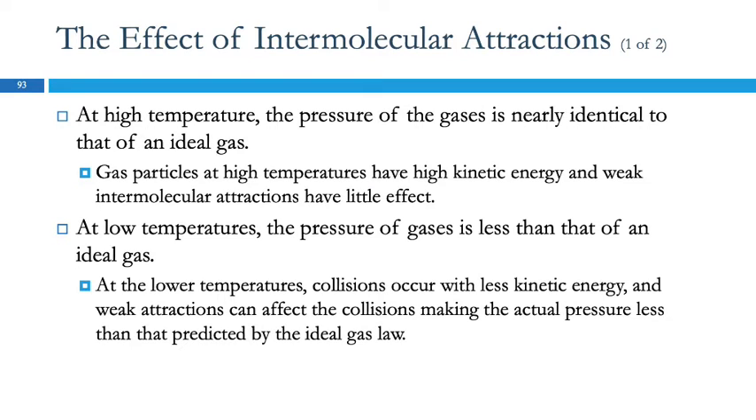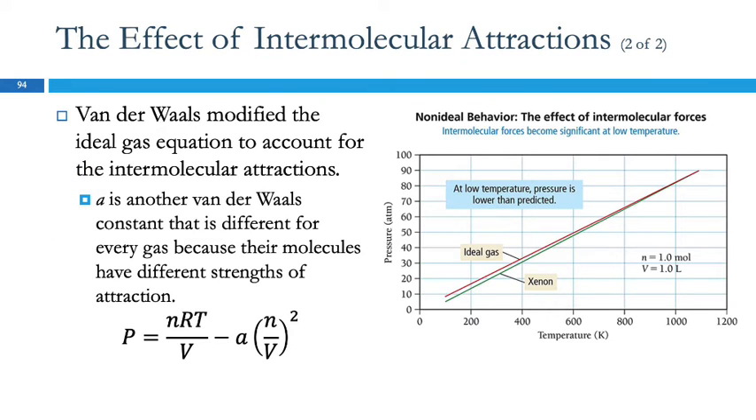When we get to low temperatures, the gas particles are moving more slowly, and as they run into each other, it's more like speed dating, and they're like, oh, I kind of like you. Oh, I have to leave. But it slows them down, right? So there's less kinetic energy, and those attractions can become significant. And that leads to the actual pressure being less than what would be predicted. So that would look something like this. Here at high temperatures, the pressure is the same. At low temperatures, we see the pressure of the real gas is lower than that of the ideal gas.